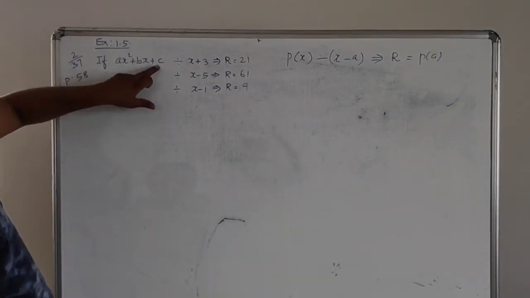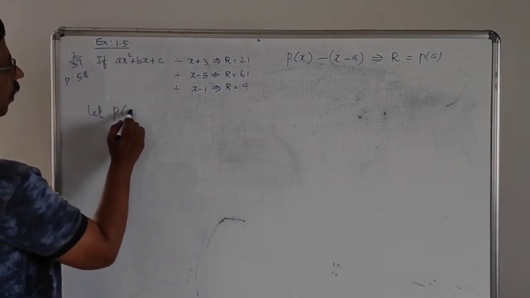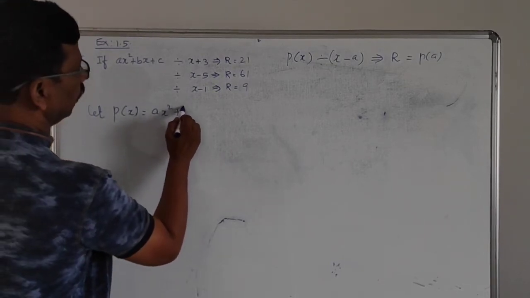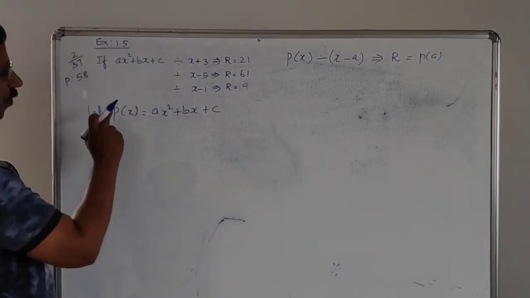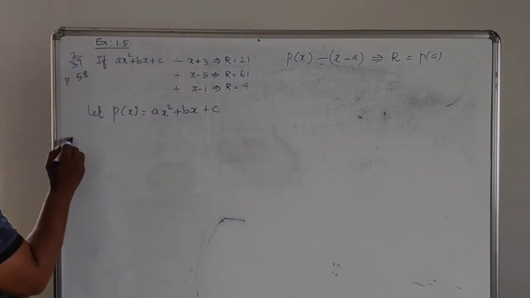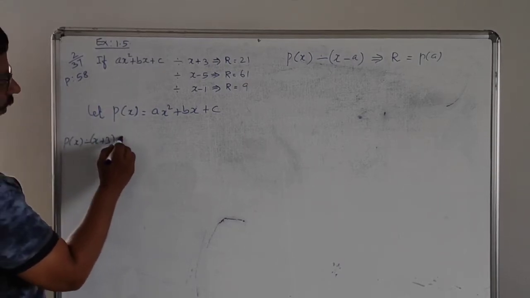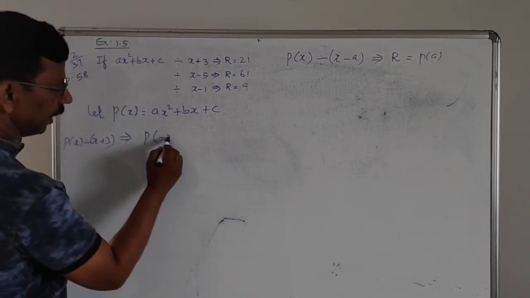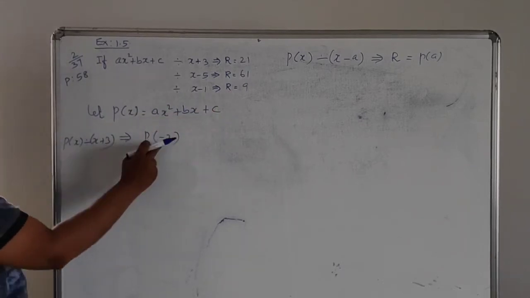Before that, this is the given polynomial. Therefore, we can assume this as p of x. Let p of x be equal to ax square plus bx plus c. Now this is the given polynomial. If you divide p of x by x plus 3, then the remainder is p of minus 3. X plus 3 equal to 0 means x equal to minus 3, p of minus 3.